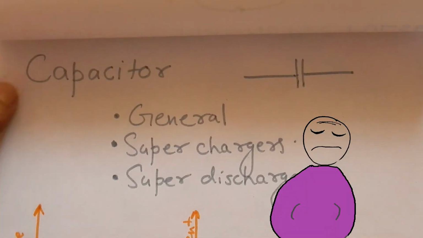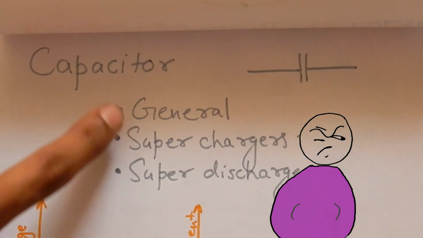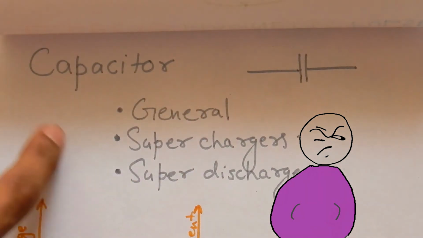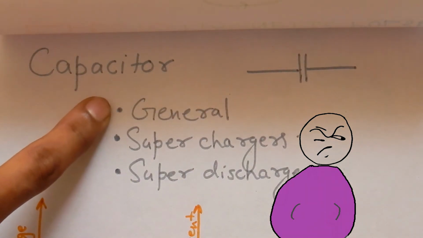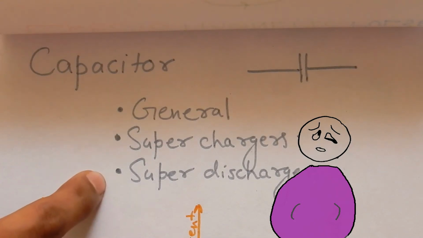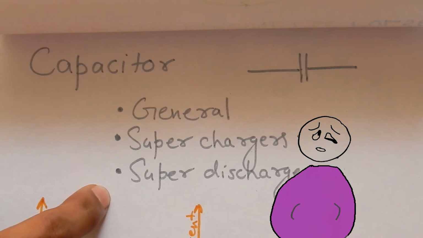The main thing in EMP is the capacitor. We have three types of capacitors in the market. The first one is the general capacitors that we use in our labs for academic purposes. And then we have a supercharger and we have a super discharger. We'll talk about these two in more detail.